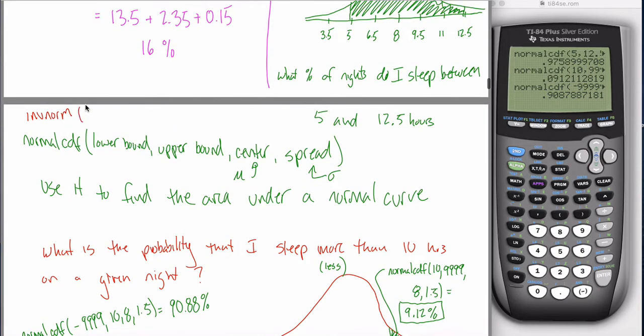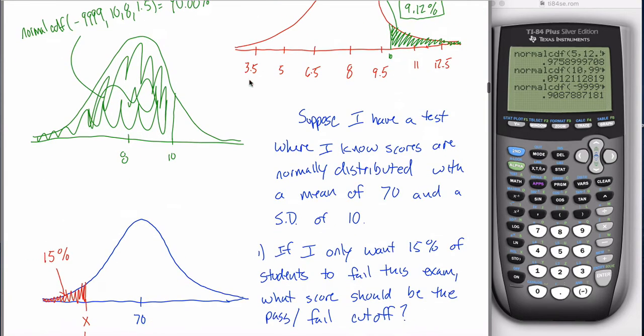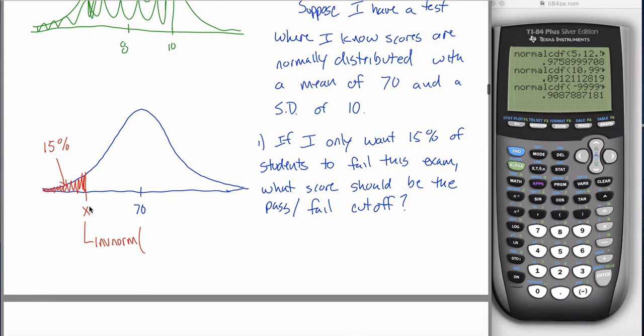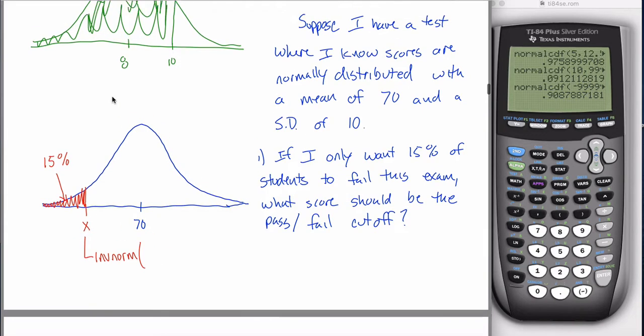Normal CDF wants you to tell it the lower bound, the upper bound, the center, and the spread. It would not make sense to tell inverse norm the lower bound, upper bound, center, and spread because you don't know the bounds, right? What inverse norm does is it tells you the bound. So you couldn't possibly tell inverse norm the bound. That's what you want inverse norm to tell you. So the inputs have to be different.